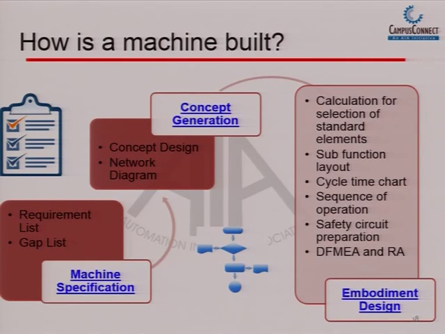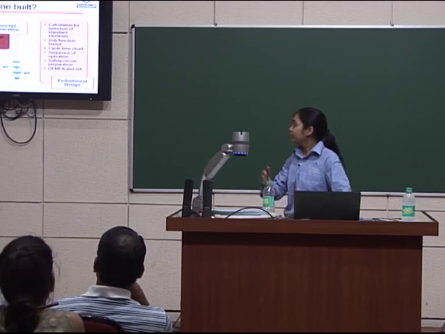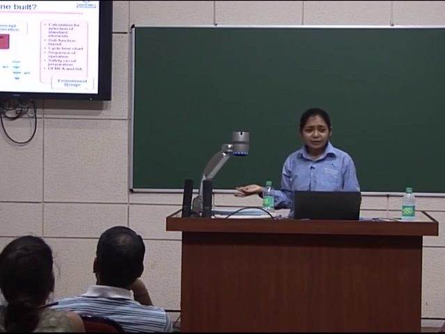So that brings us to the end of concept generation. The next thing we have is embodiment design. In embodiment design, we give specifications of each element that goes inside the machine. You have to do calculations, you have to know what is happening at each point of time, and you have to draw a cycle time chart. Then there's a sequence of operation to tell you that you should do this operation at this point of time. And you have the safety circuit design.